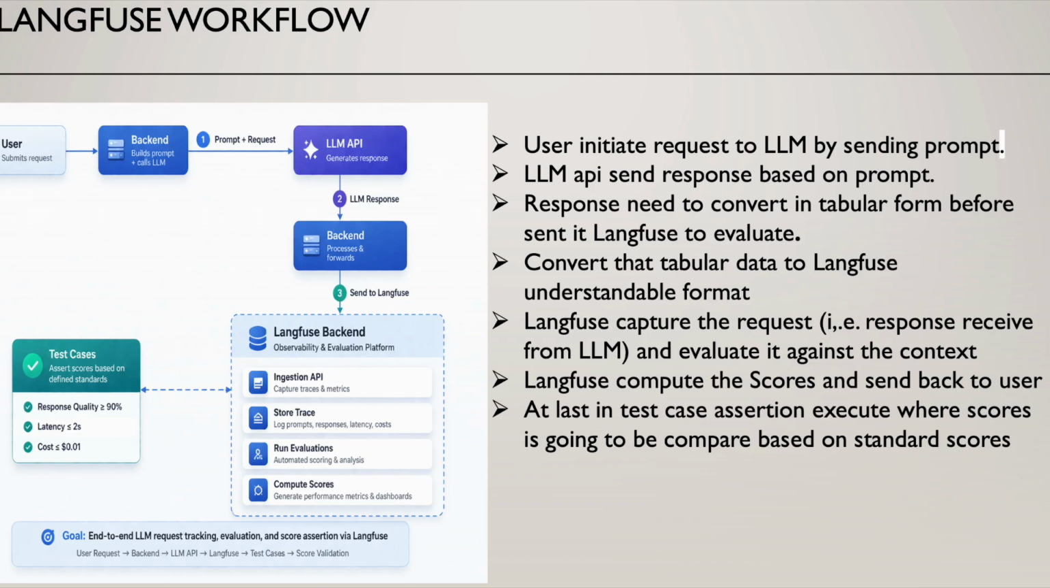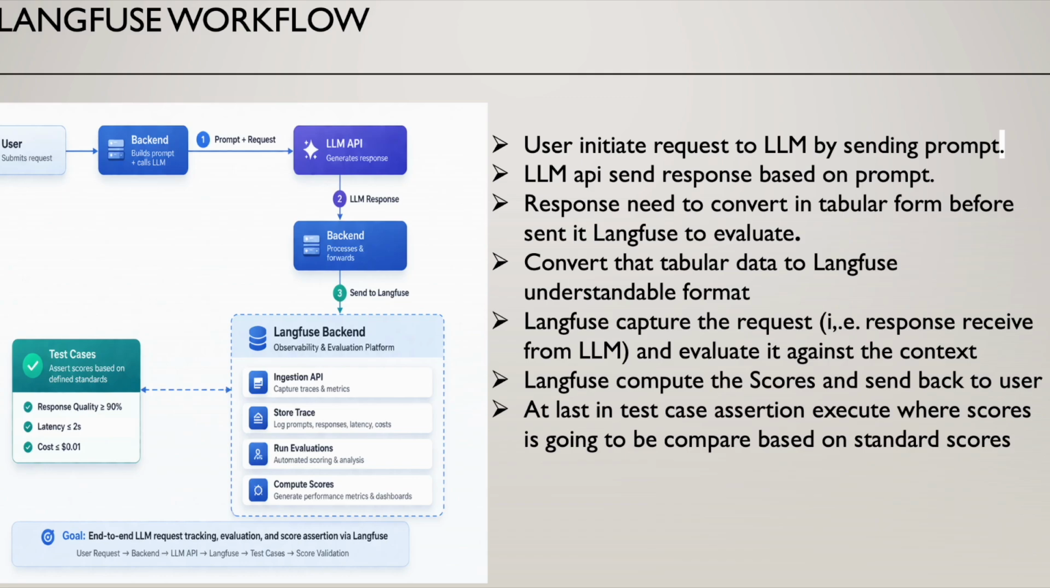So this is how LangFuse generally works. When the user calls the LLM backend APIs, those APIs run the request and send back a response, and we share that response with LangFuse along with the context. We provide LangFuse the context in which we asked the question and the response we received. It will evaluate, run the complete cycle, identify the responses, and then give the results back to us, and we test them in our test cases based on our standards.